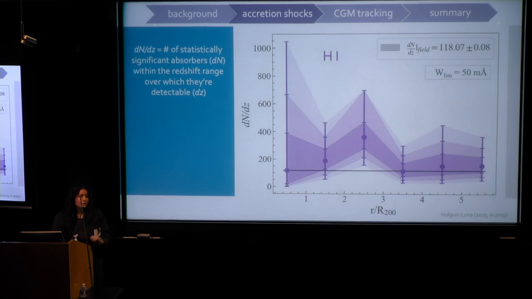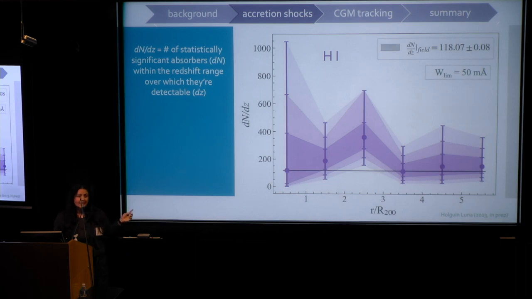So I want to just very briefly touch on results of this observational work I did prior to coming to the CCA, which has been a big motivation for my project here. This is using quasar absorption line spectroscopy. If you have questions about any of the observations, I'm happy to chat after about that. But I just want to focus on the main results of this.